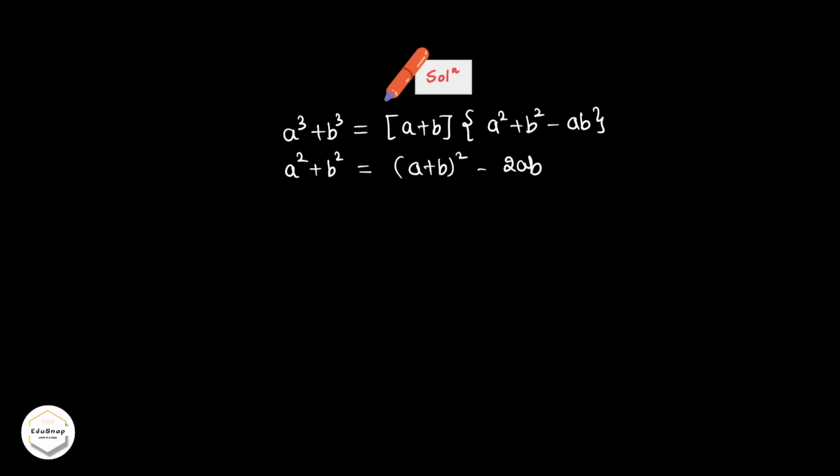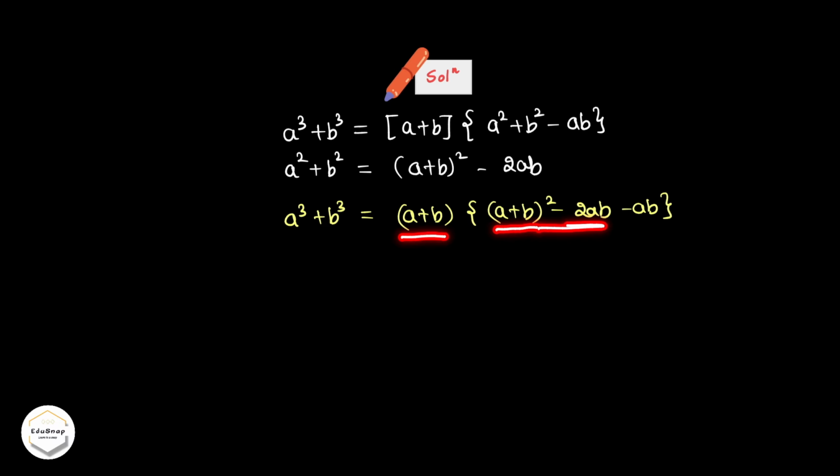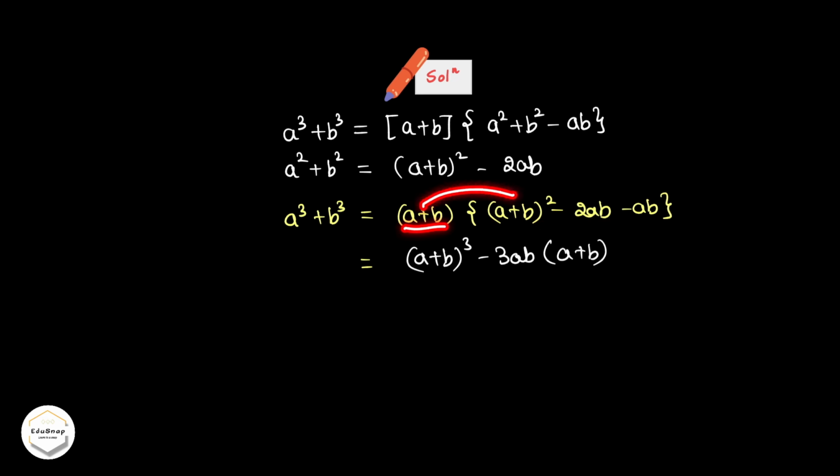After substituting, what I will have is (a plus b) whole square minus 2ab, minus ab. So it will become minus 3ab. Okay, now we will multiply as well. So here I just multiplied this, so I get (a plus b) whole cube, and here if I multiply, it is going to be minus 3ab(a plus b). Okay, now we know that a is going to be x here and b is going to be 1 by x.